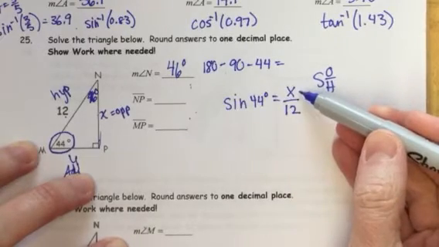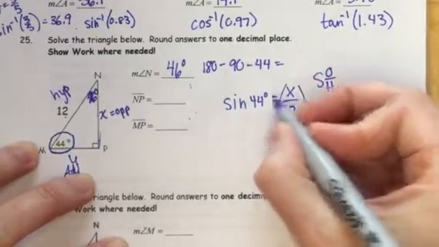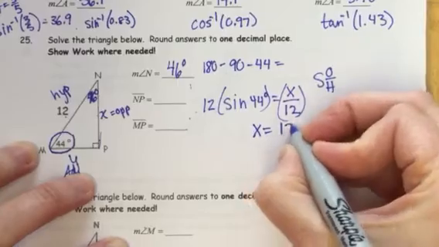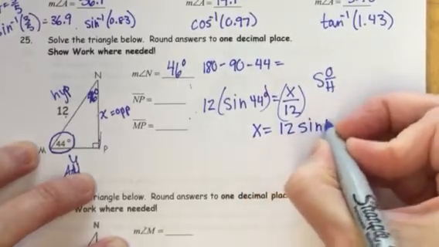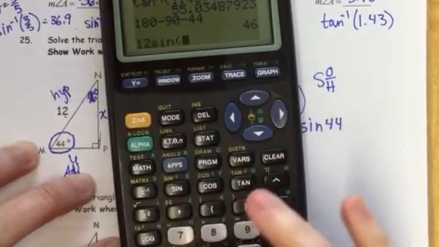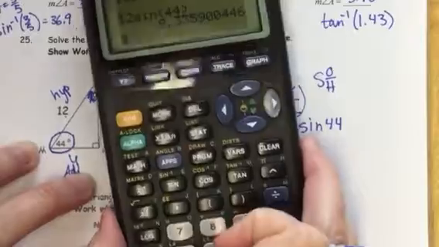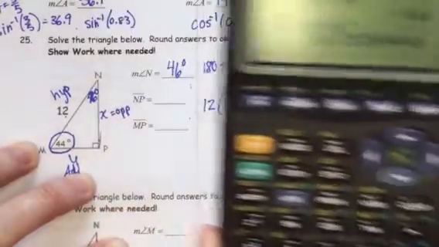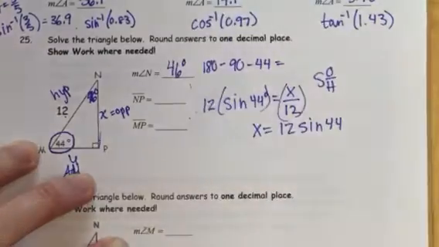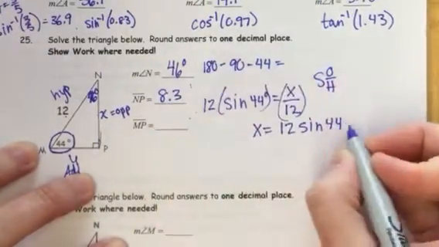Since the variable is on the numerator, I'd like to get that alone, so I'm going to multiply both sides by 12. So when I type that into the calculator, I'm going to say 12 sine 44. I can close the parentheses or not. It will give me the same answer, which is 8.3359. They said round to one decimal place, so I'm going to go 8.3. And that's side NP, 8.3.